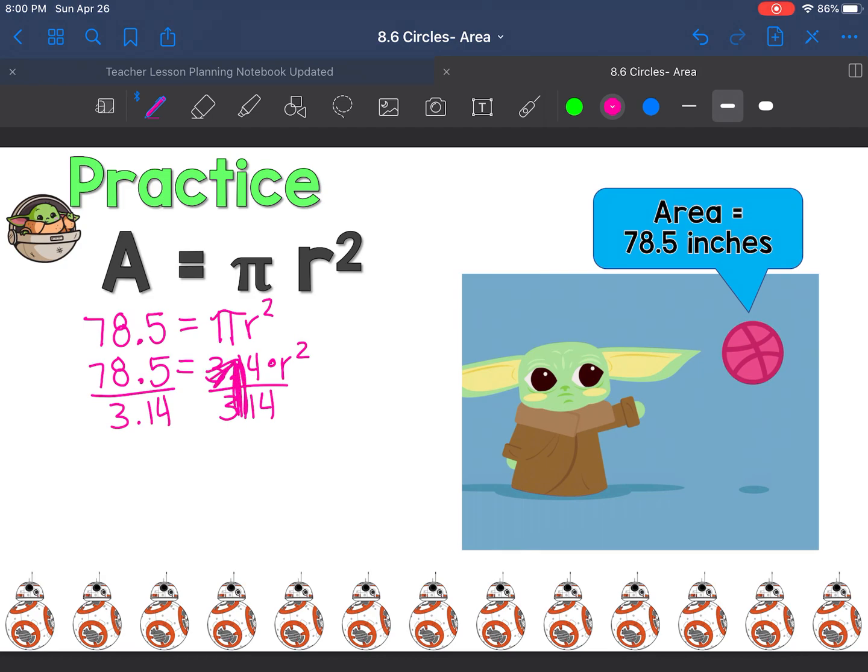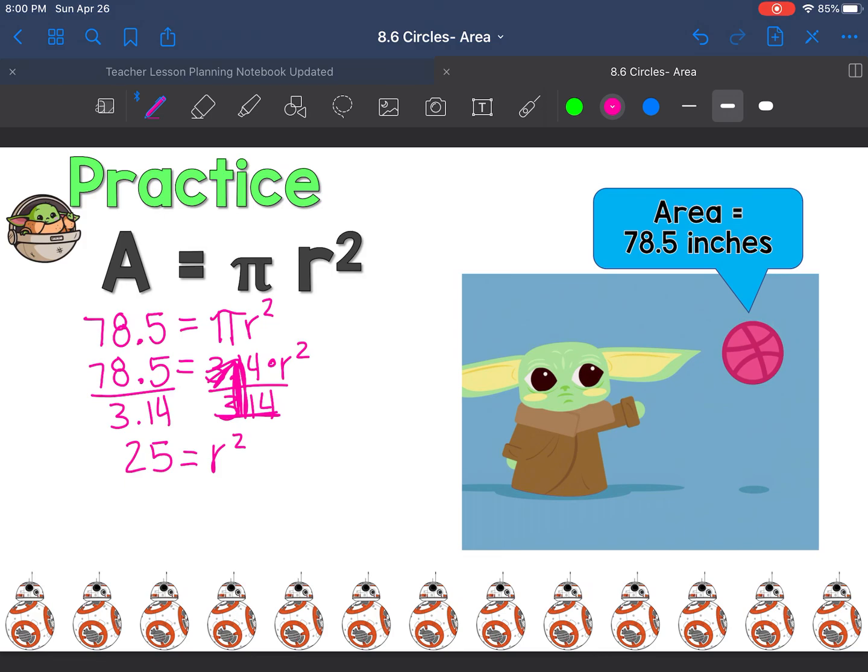3.14 divided by 3.14 is 1, so r squared equals, now remember I'm going to use my calculator, and when I divide 78.5 by 3.14, it's going to give me 25. Now, 25 is my radius squared. I need to know what just my radius is.